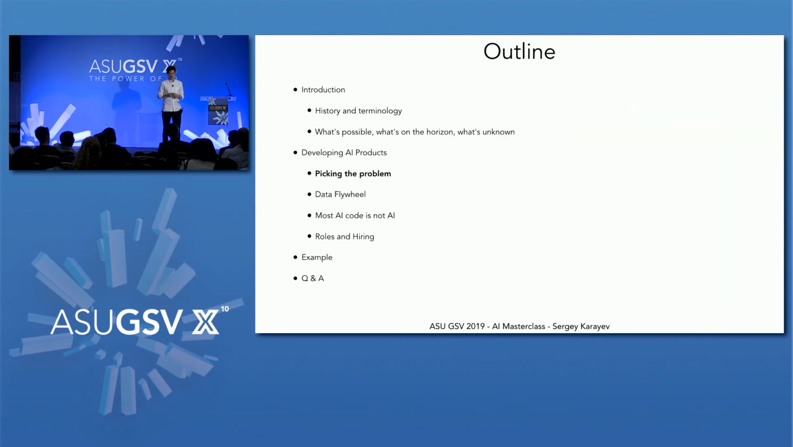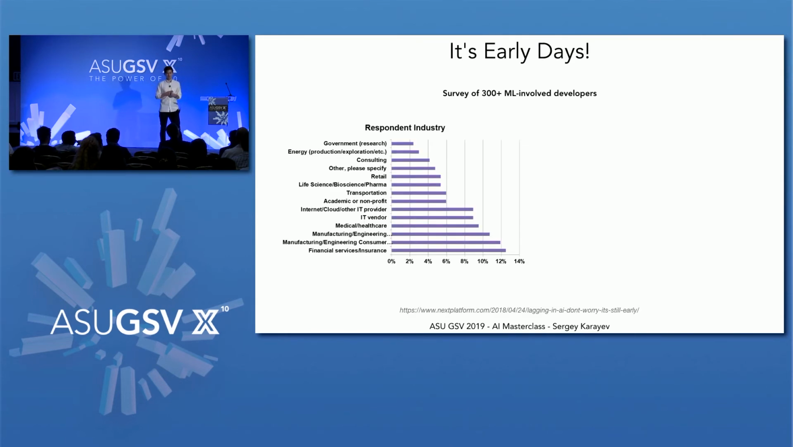So the outline is now, I think we're situated in terminology and the history. And so now we just want to bring AI to our enterprise or start a new startup or something. So the first thing is picking the problem. But before picking the problem, let's just reassure ourselves that it's OK that we're not doing AI 100% just yet, because it is early days right now.